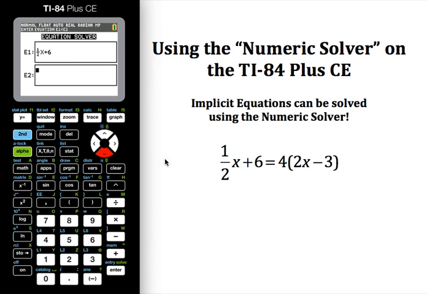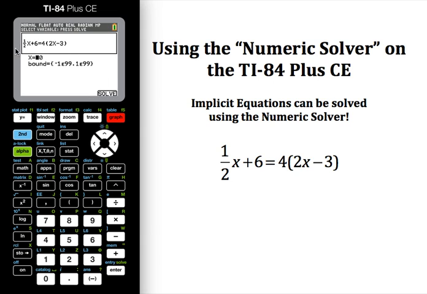Now I'm going to arrow down so I can enter the right side of the equation into my E2 box. So 4, parentheses, 2x minus 3, close my set of parentheses. So I have entered the equation as it needs to be entered. Now the OK is down in the bottom right-hand corner, right above the graph button, so I'm going to press the graph button, indicating that I am clicking OK. Now it puts the equation written just as the equation that you are trying to solve.